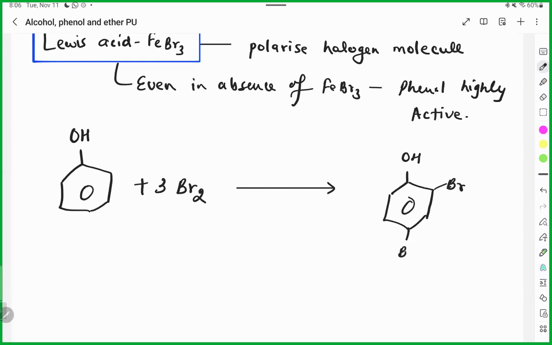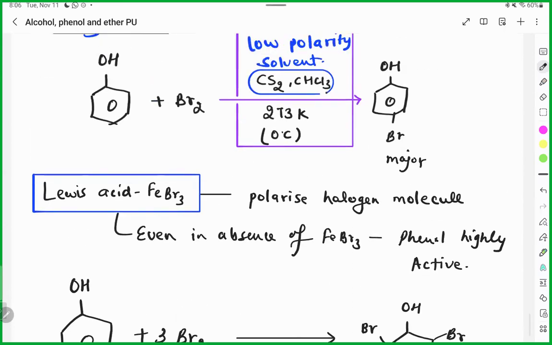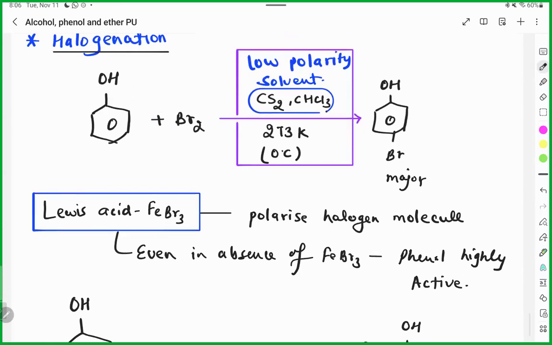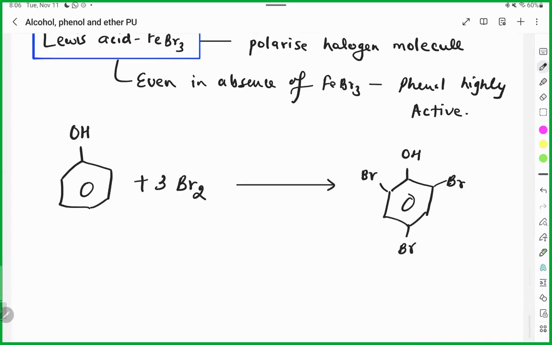Okay, so the question will be asked: if bromination occurs in case of water, what will be the product? If bromination occurs in presence of CS2, what will happen? This is what they are going to ask. Got it?